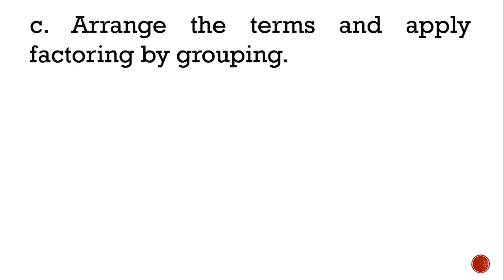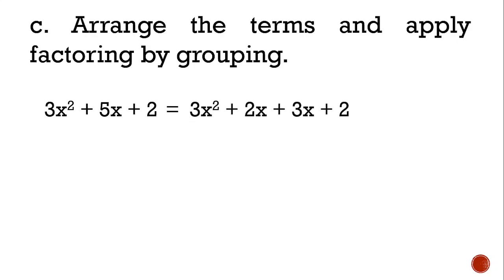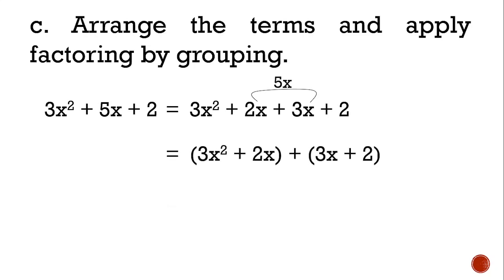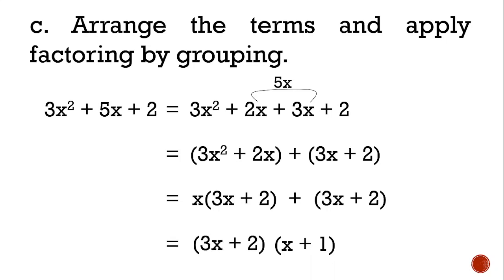Arrange the terms and apply factoring by grouping. 3x squared plus 5x plus 2 is equal to 3x squared plus 2x plus 3x plus 2. Yan yung ating middle term, 5x. And then we have x times 3x plus 2 plus 3x plus 2. And then we have 3x plus 2 times x plus 1. Sir, saan galing si 1? Galing si 1 sa numerical coefficient ng positive sign natin sa labas ng parentheses na 3x plus 2.